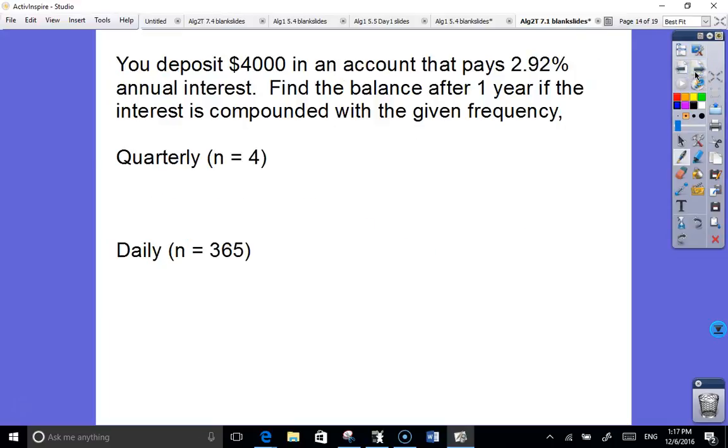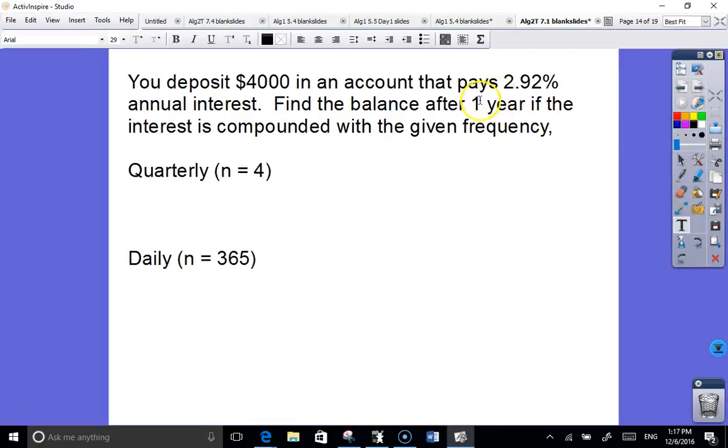So I am going to change this on the fly. We're not going to say 1 year. We're going to say 10 years because 1 year is kind of boring. Okay. You deposit $4,000 in an account that pays 2.92% annual interest, which is probably even more than your savings account gets, but it's not much. Find the balance after 10 years if the interest is compounded with a given frequency. Quarterly, which is n equals 4, and daily, n equals 365. So let's do this one twice.